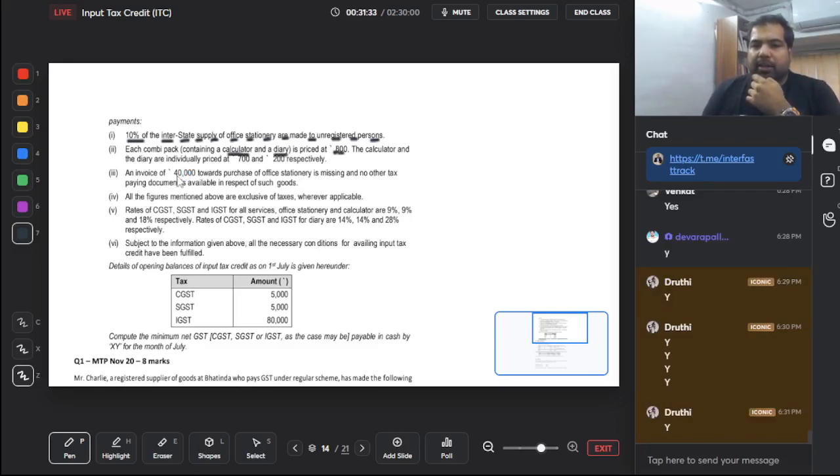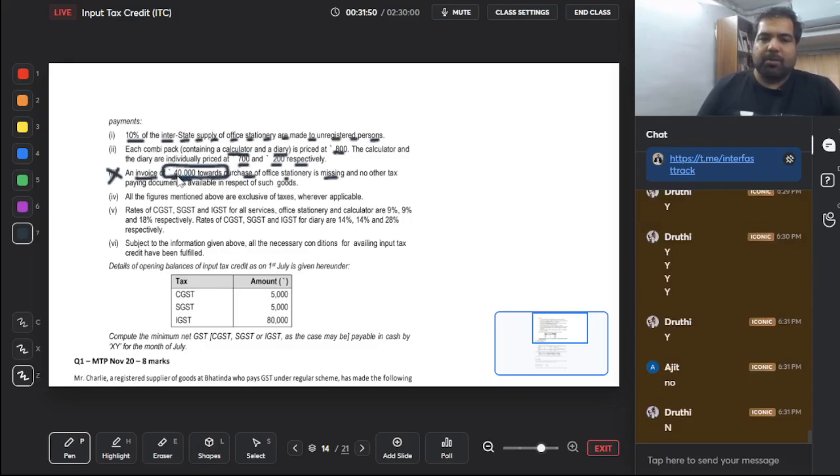Each combi pack of calculator and diary is priced at 800. The calculator and diary are individually packed at 100 and 200 respectively. Guys, this is a pack together and hence a higher rate will apply. It's a mixed supply. An invoice of 40,000 towards purchase is missing and no other tax. So if it is the missing document, guys, will you get any credit? No. All the figures mentioned above are exclusive of taxes. Office stationery is 18%. Diary is 14%. So diary rate will apply in case of mixed supply. This is the opening balance of IGST, S and CGST.